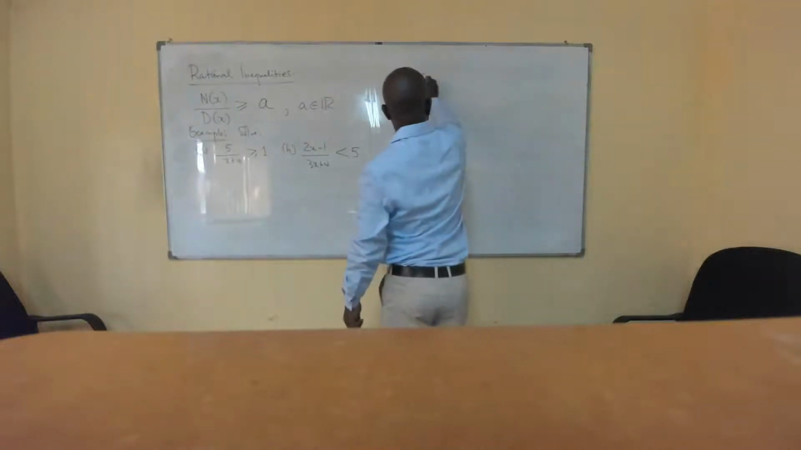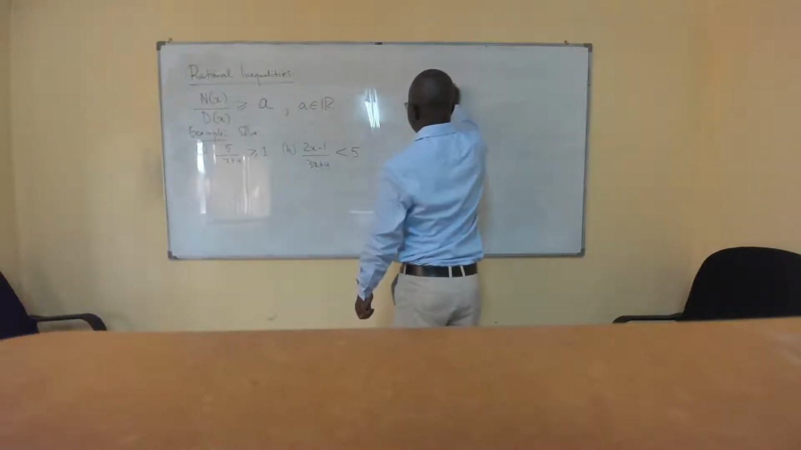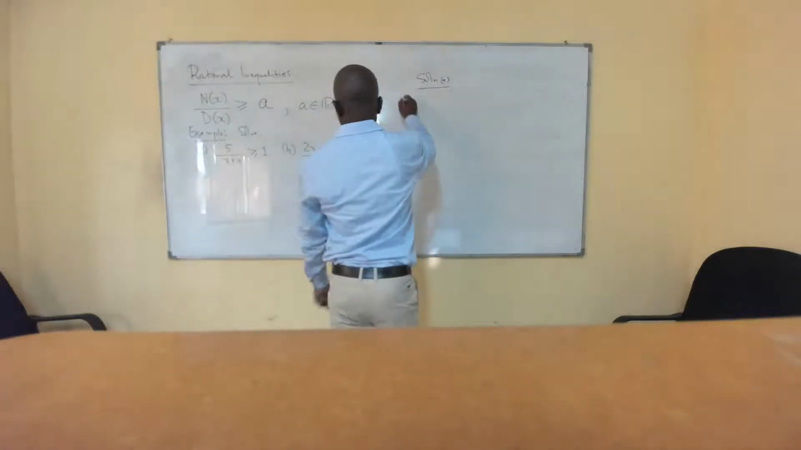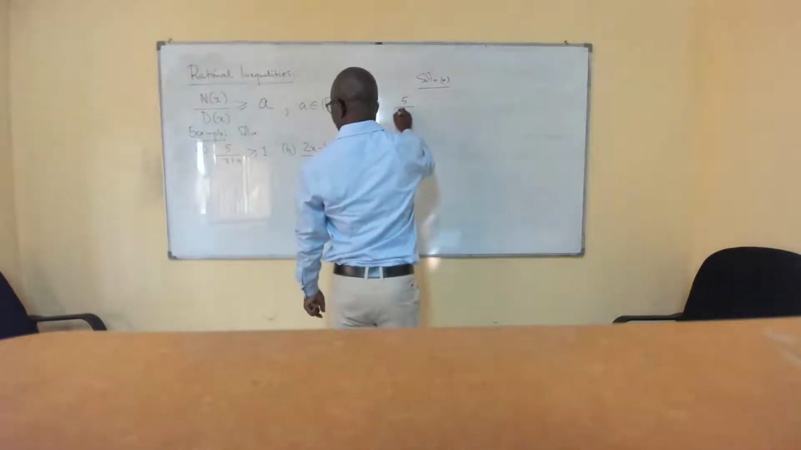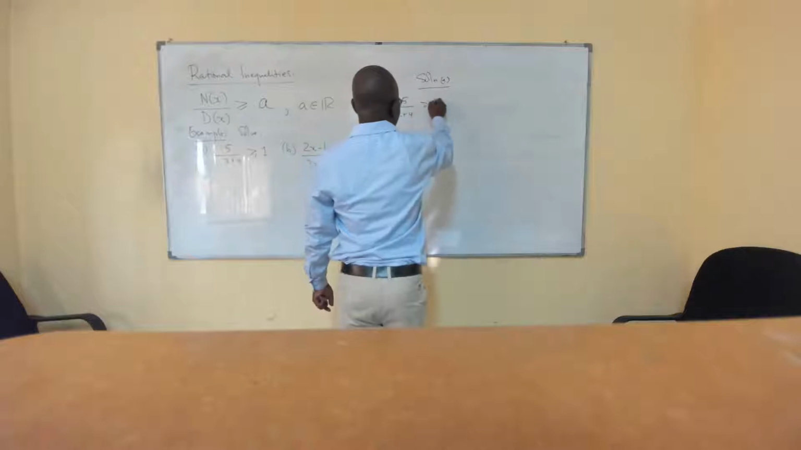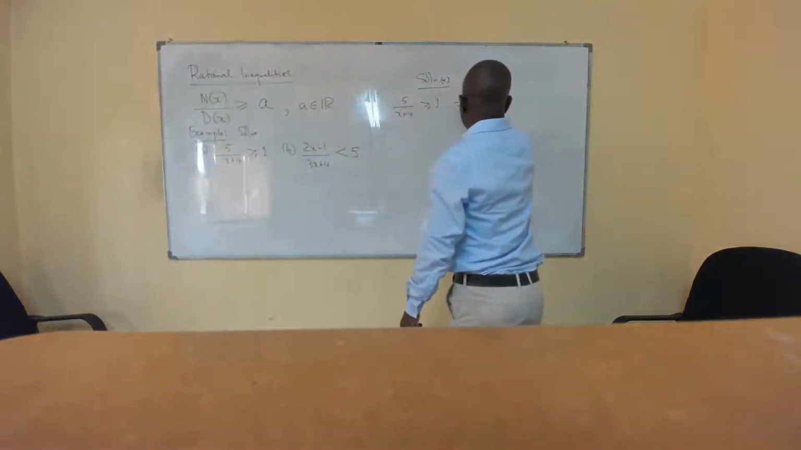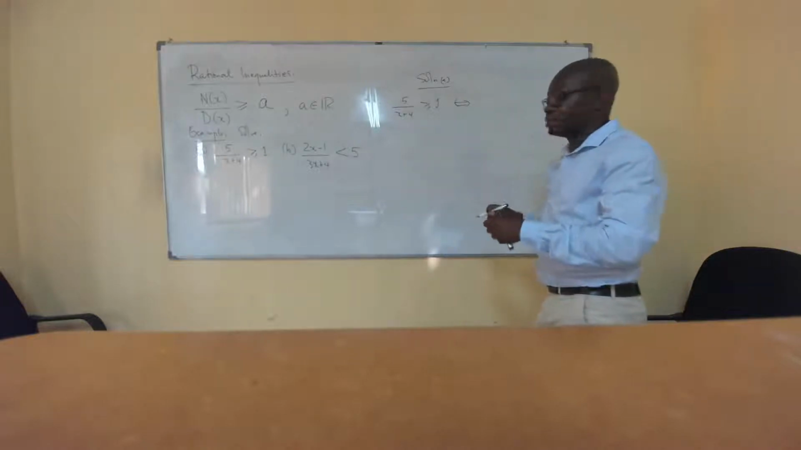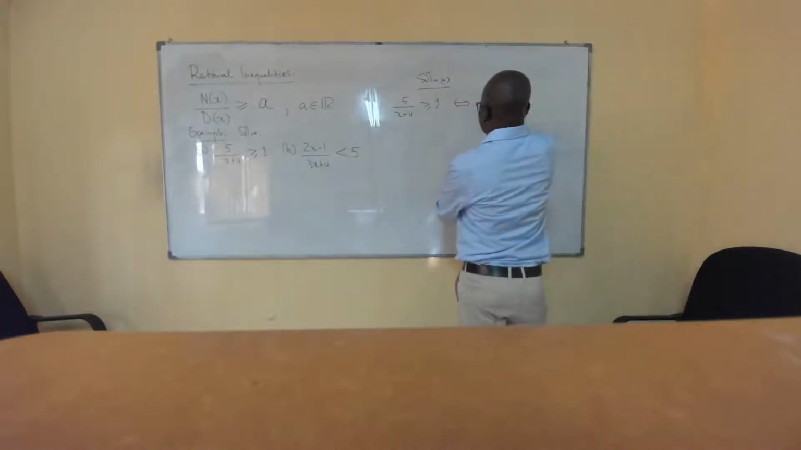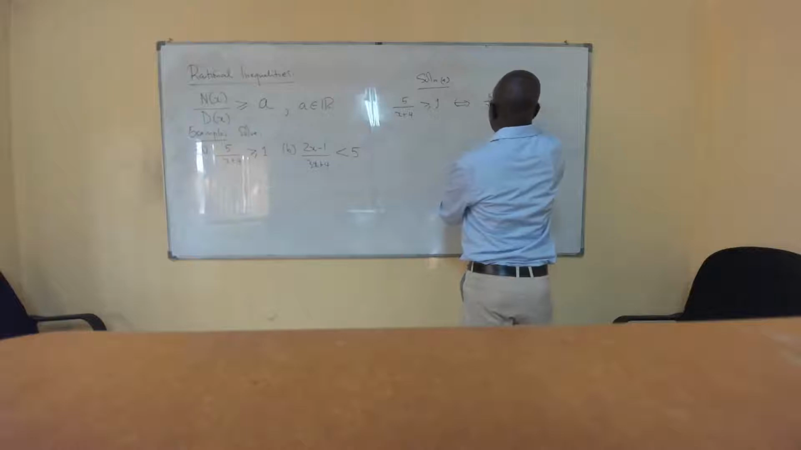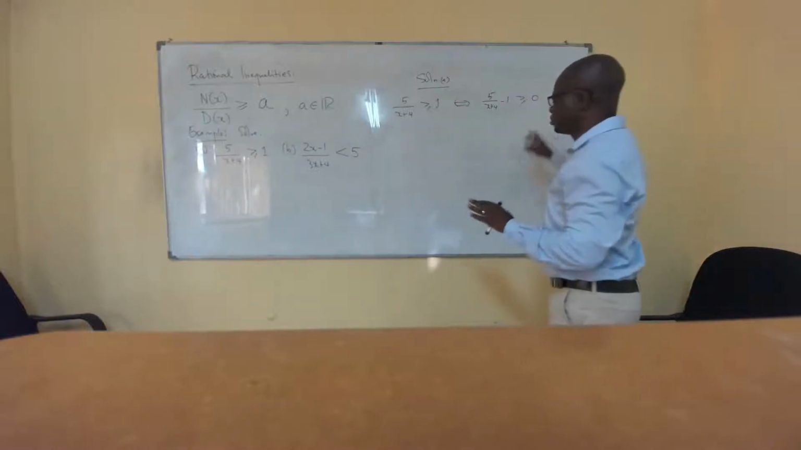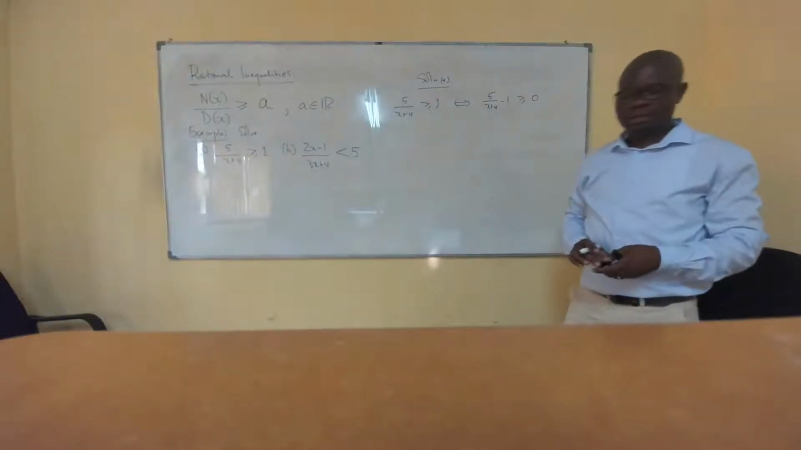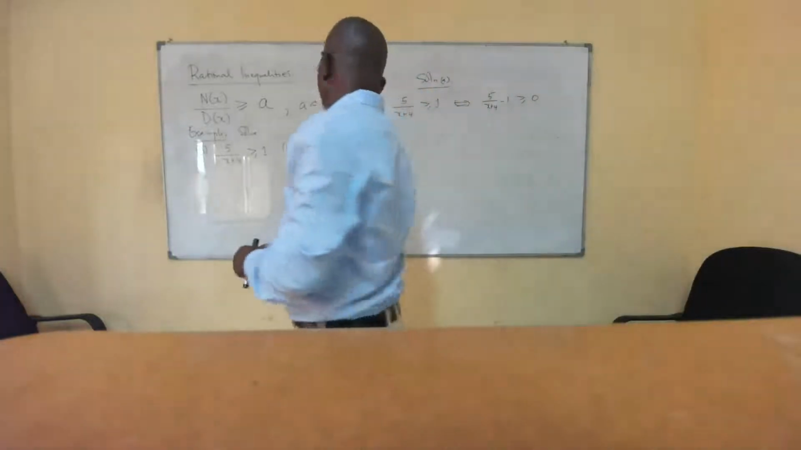Okay, solution to part A. As advised, you have 5 over x plus 4 is greater than or equal to 1. But I can subtract 1 from both sides. So our 5 over x plus 4 minus 1 is greater than or equal to 0, so that one side is equal to 0.